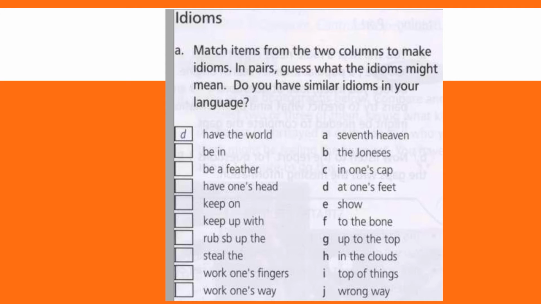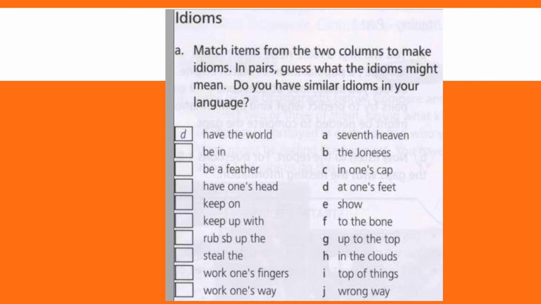So let me check again the meanings of these idioms with you. So the first one, have the world at one's feet. It's equal to have all the opportunities in your life, you are offered them, you do not work so hard for them. And the second one, be in seventh heaven, means to be extremely happy.